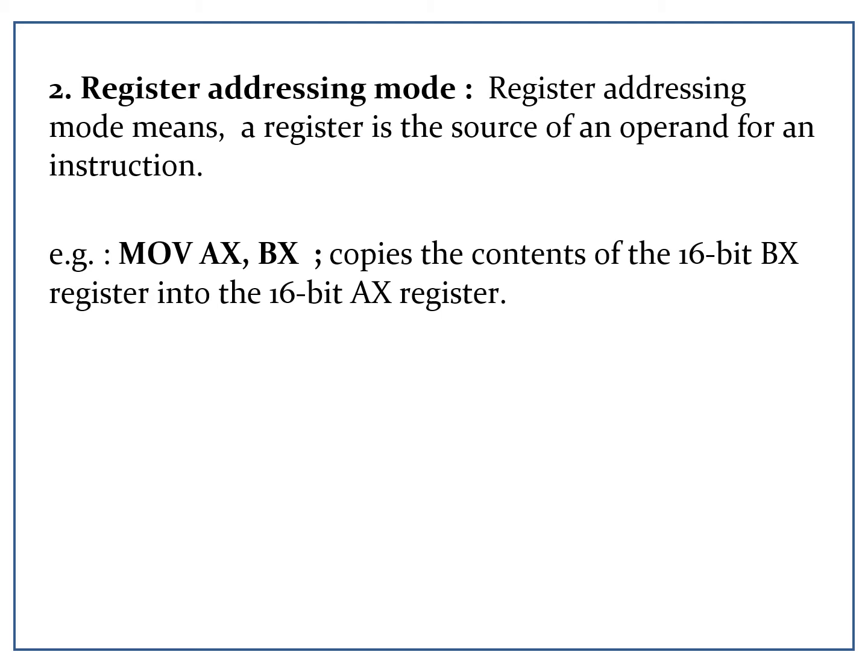Second addressing mode, register addressing mode. In this mode, a register is the source of the operand. That means your source is nothing but a register, and the destination may be a register or memory location. I can take one example, that is MOV AX, BX. Here the content of BX, which is 16-bit, is moved into the AX register.